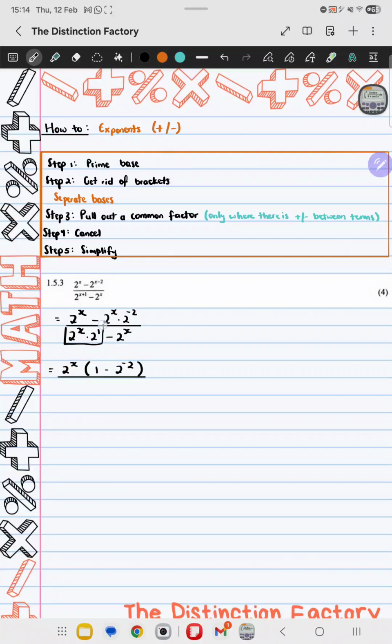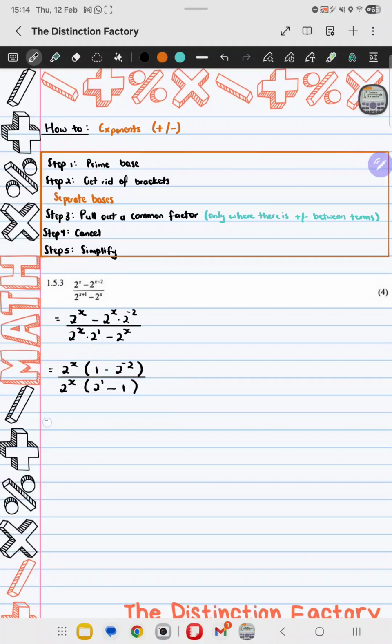Again, I'll separate them into terms so it's easier to identify which one comes from where. And here I'll see that I also have 2 to the power of x as a common factor. So when I pull it out from my first term, I'm left with 2 to the 1 minus, and then when I pull it out from here, I'm left with 1.